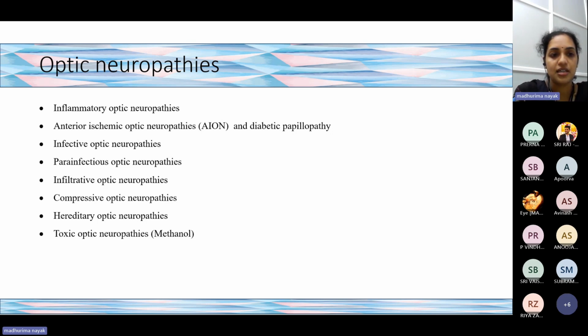Infiltrative optic neuropathies. And the last three usually present with more of optic atrophy. In very few and rare cases you get optic nerve edema.